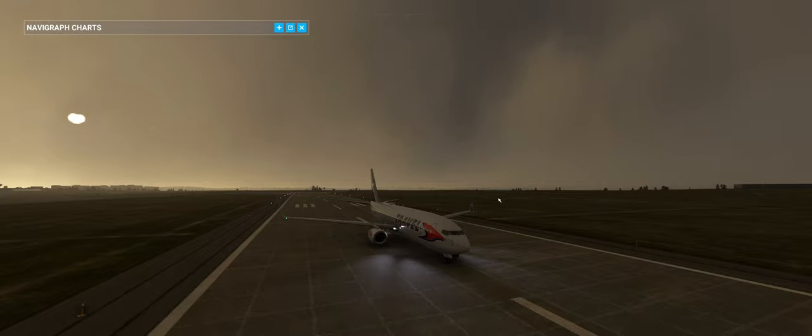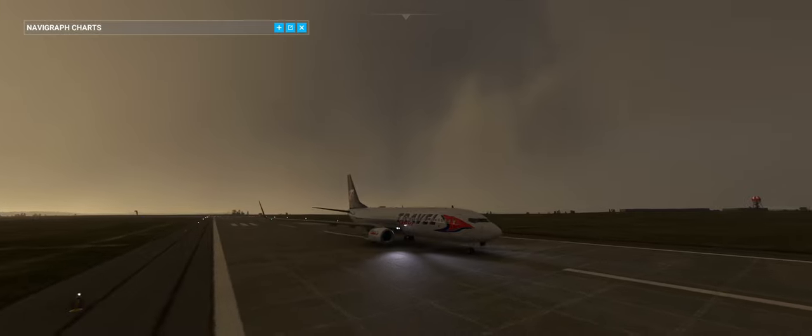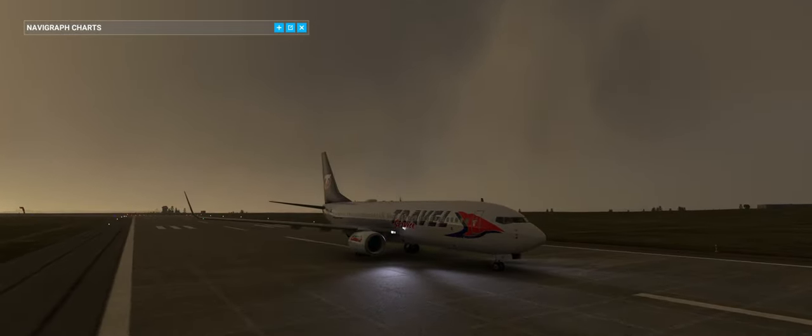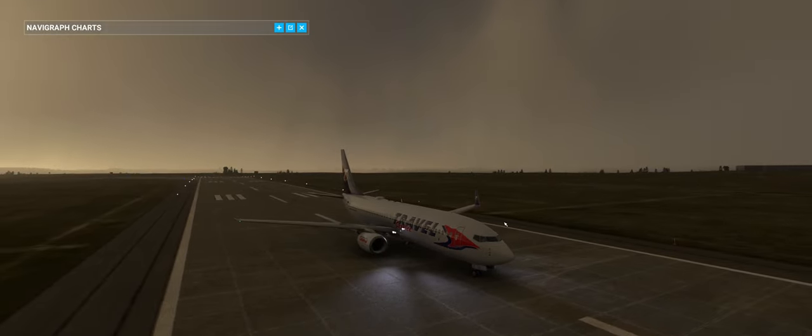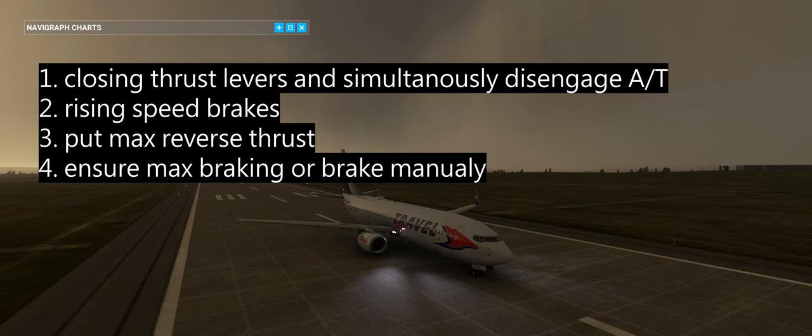But what is the proper procedure and how are the pilots performing the proper procedure on Boeing 737? It's not so complicated. So he will close the thrust levers, simultaneously disengage the auto throttle, because there could be, for example, a failure of auto throttle and thrust hold condition. Raise the speed brakes. You shouldn't raise the speed brakes when you have fully deployed the thrust reversers, but we have to do that. That's the procedure.